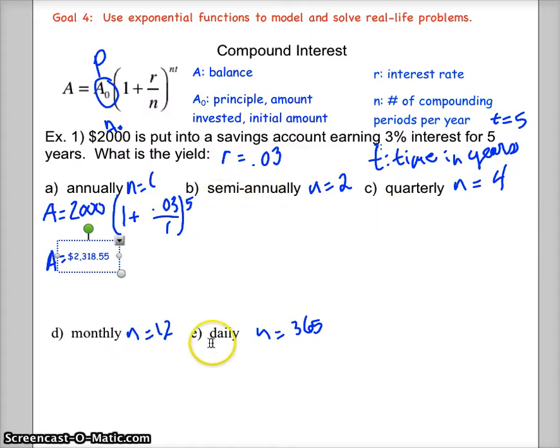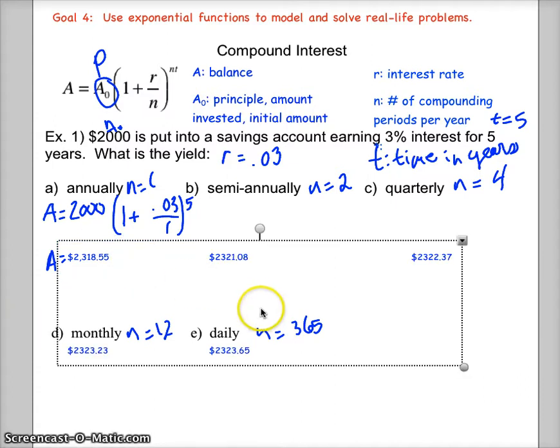What I'd like for you to do is at this time write out the formula using the information for semi-annually, quarterly, monthly, and daily, and calculate your balance. Once you have completed that, please turn the screencast back on and check your answers. Okay, so quickly check your balance for each compounding period. If your answer does not match mine, go back and check your work.